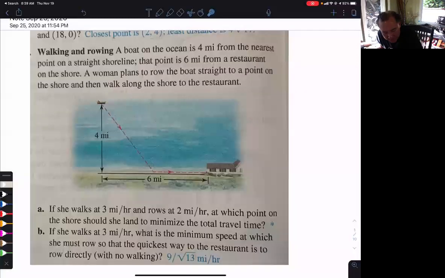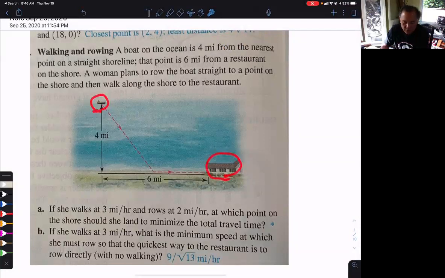So this is section 4.4, number 21. And so we have a boat sitting out here in the ocean. They want to go to this restaurant. So here's basically the question. Should they go straight to the shoreline, then walk, or take the boat directly to the restaurant, or stop somewhere in between and then walk to the restaurant?